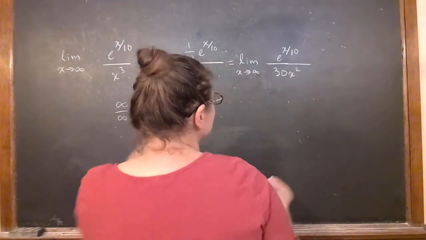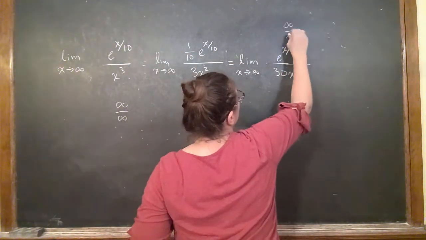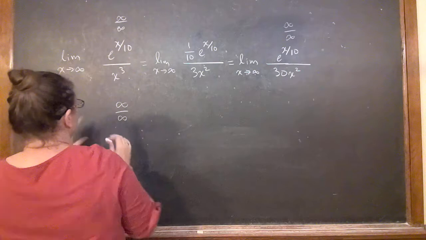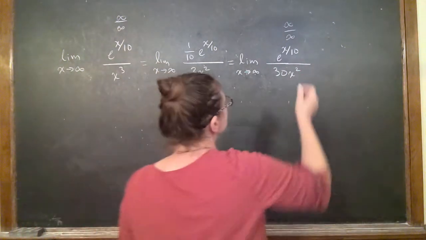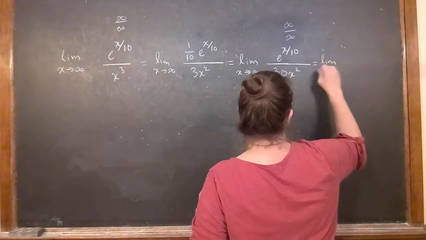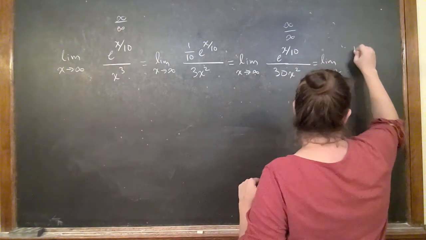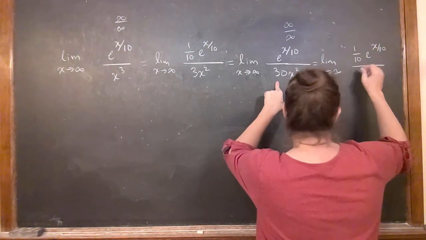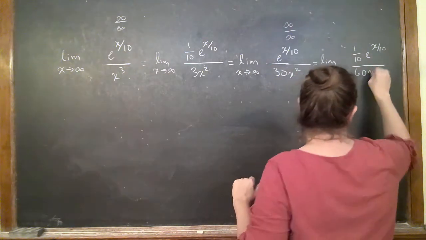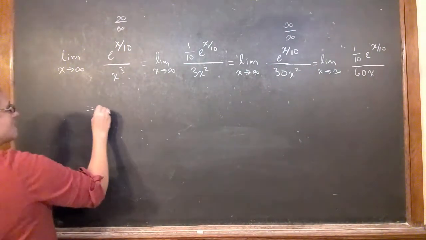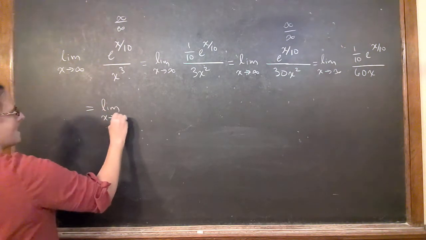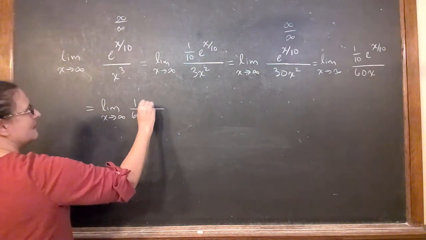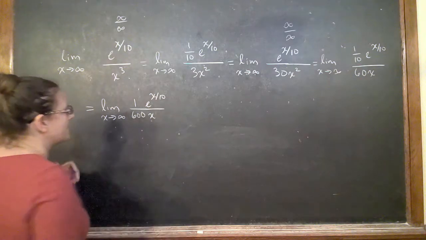Fine. Again, it's still of the form infinity over infinity. Because e to the infinity just gives you infinity. Okay, so I'm going to do it again. One-tenth e to the x over 10. And then this would be, what's 3 times 2 is 6, right? So I'm going to clean that up. Put my constants together. 1 over 6, I got 600x. And then e to the x over 10.